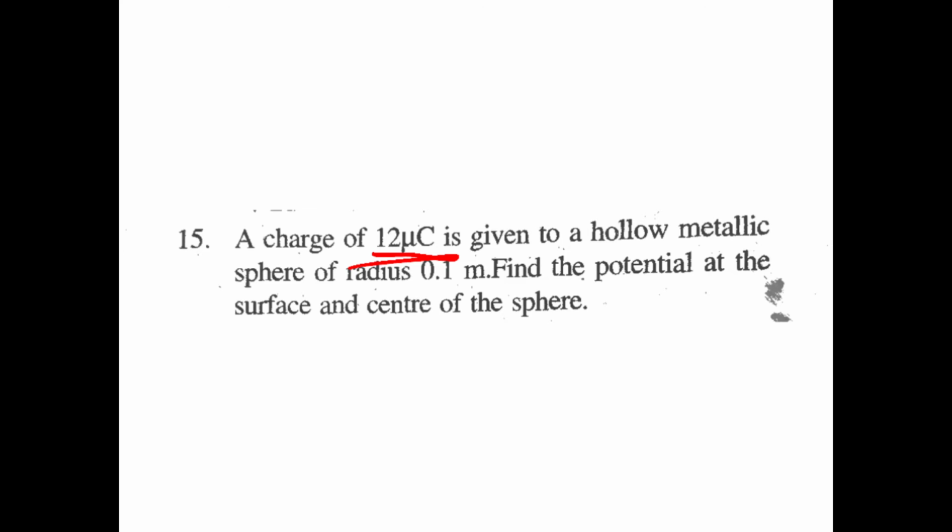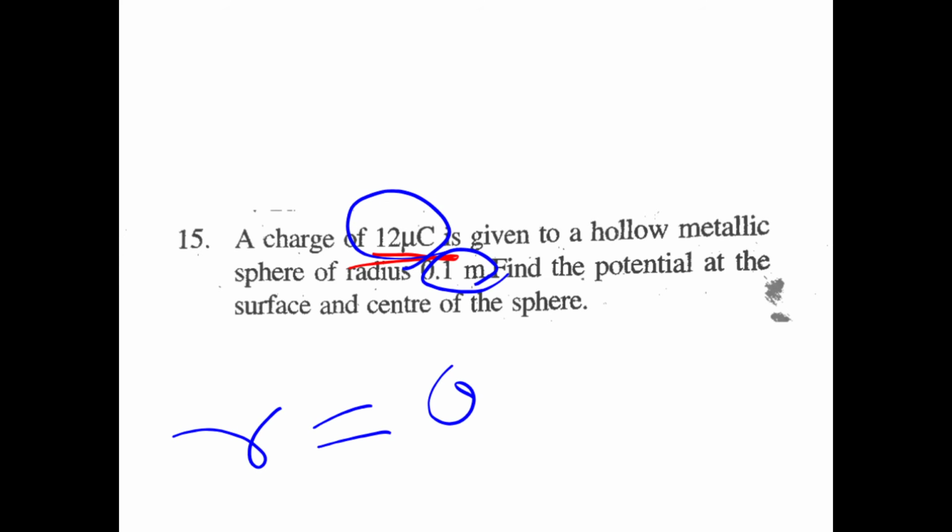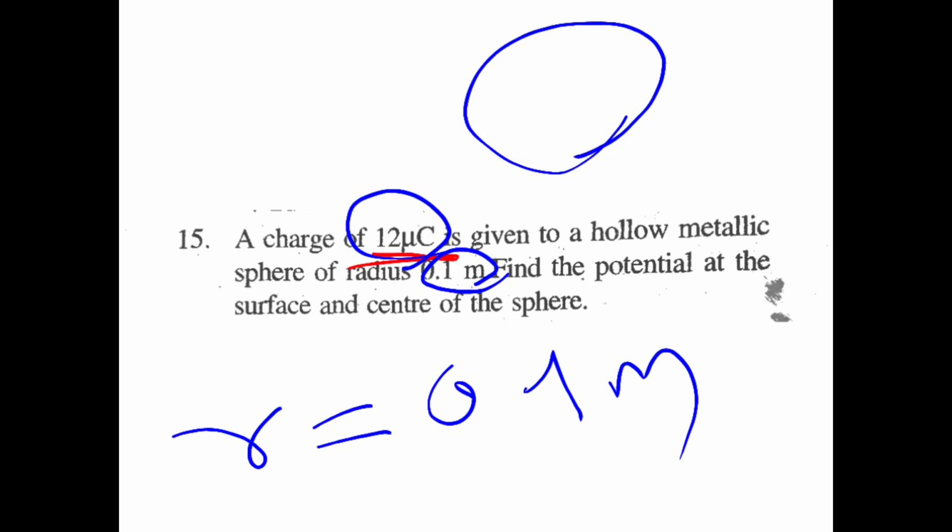A charge of 12 microcoulomb is given to a hollow metallic sphere of radius 0.1 meter. Find the potential at the surface and at the center of the sphere. We have to determine the potential at the surface and at the center also.